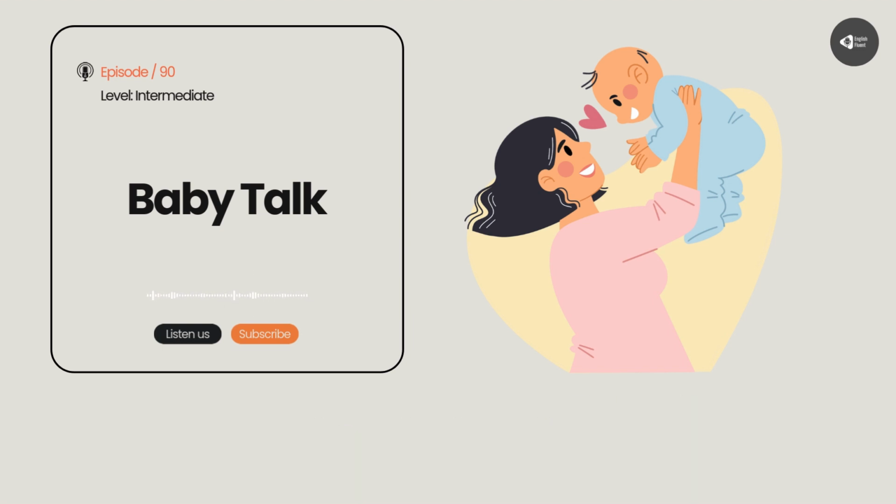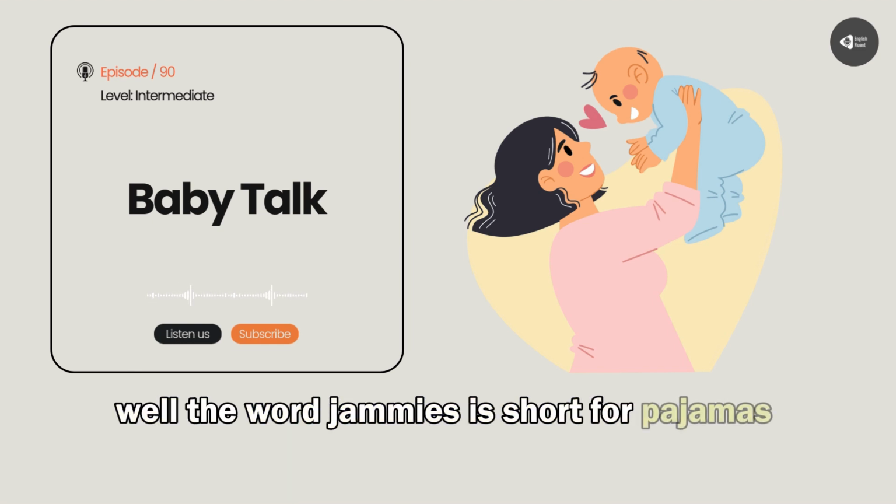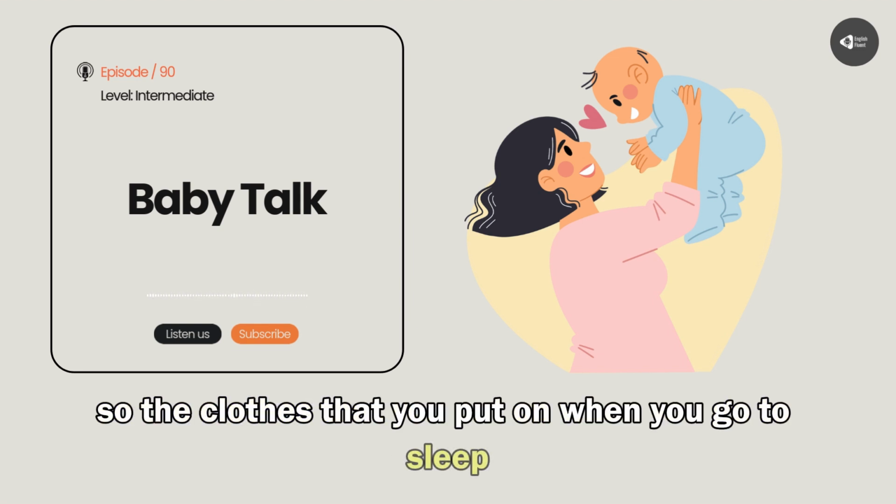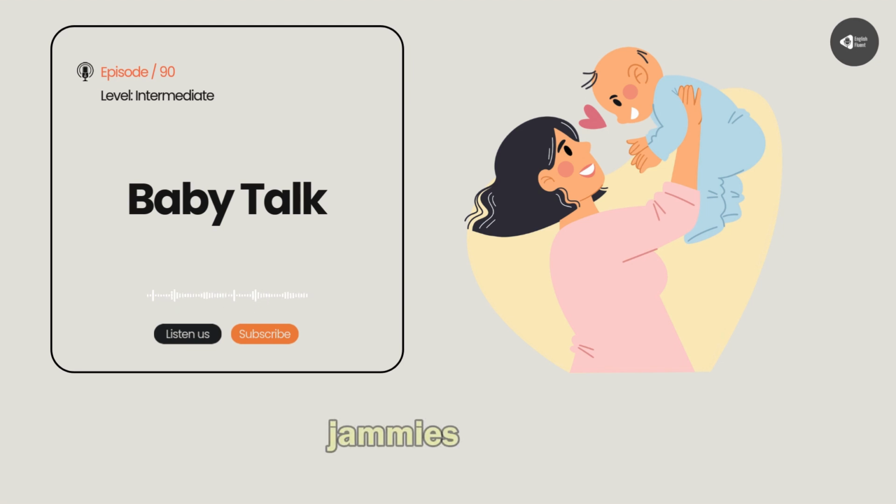Now, our next word: the father said he has some Mickey Mouse jammies. So what are jammies? Well, the word jammies is short for pajamas, the clothes that you put on when you go to sleep. Jammies.